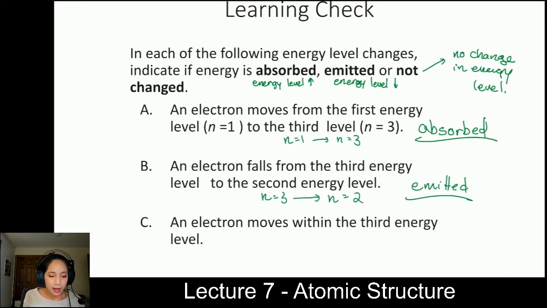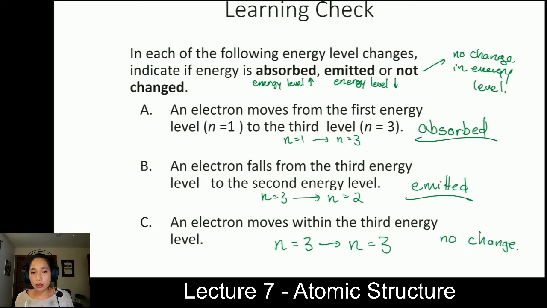And then finally, an electron moves within the third energy level. So if it's only moving within the third, it's going essentially from n equals 3 to n equals 3. So there's no change in energy level. So this would have no change in energy. Essentially, there's no energy being absorbed. There's no energy being emitted.